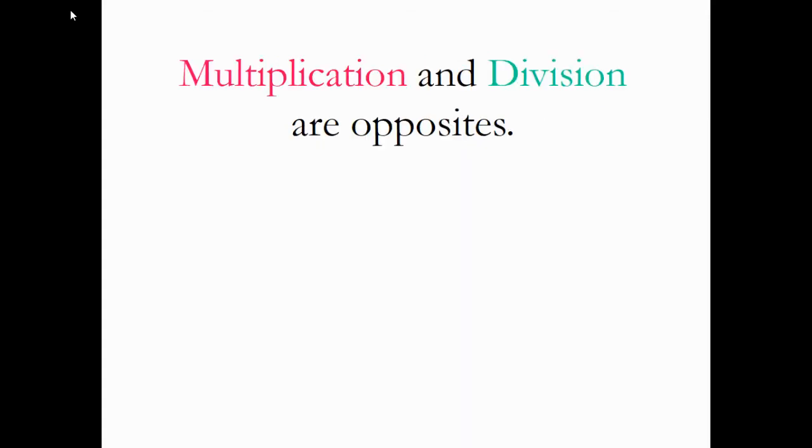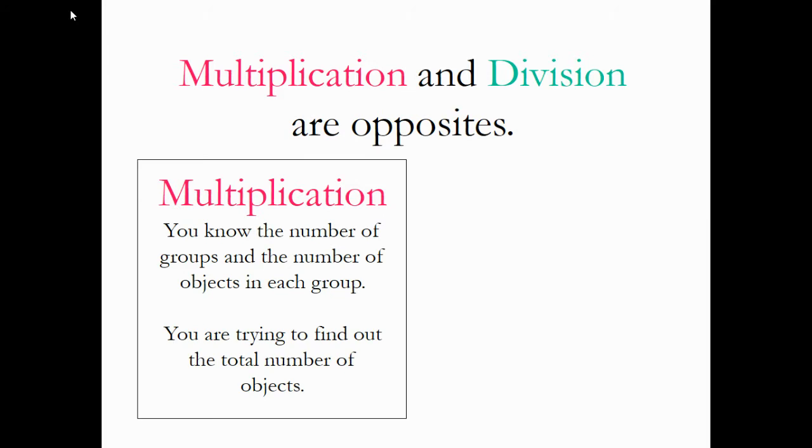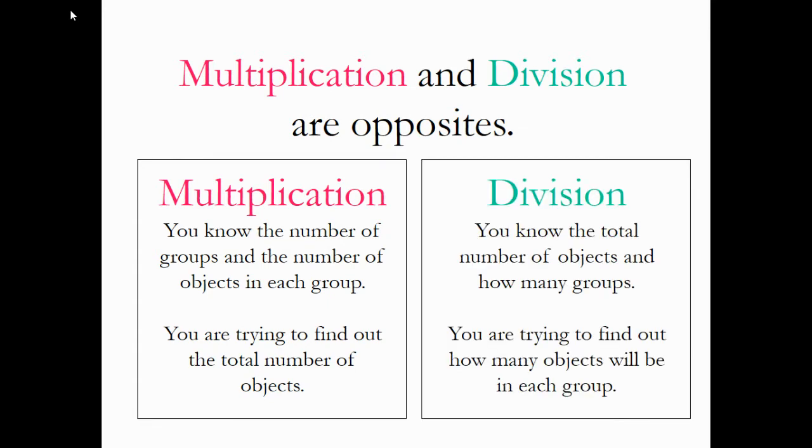Multiplication and division are opposites. When you multiply, you know the number of groups and the number of objects in each group. What you're trying to figure out is the big number, the total number of objects, if you took them out of their groups and put them together. In division, you know the total number of objects and you know how many groups. You're trying to figure out how many objects will be in each group when you divide up that big number into small groups. Let's take a look at what multiplication and division look like.